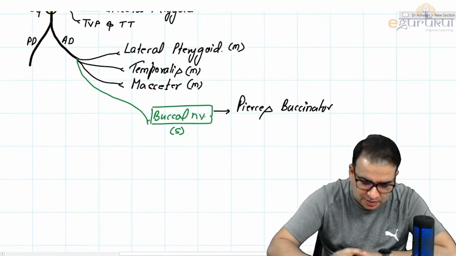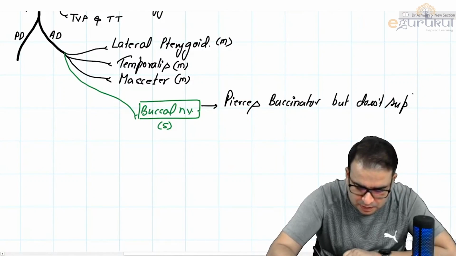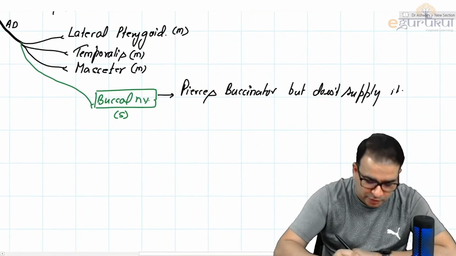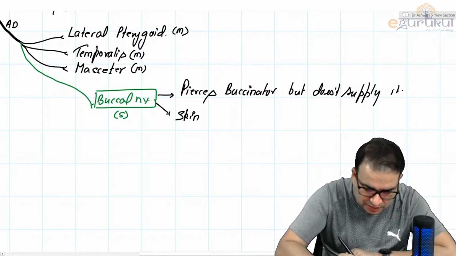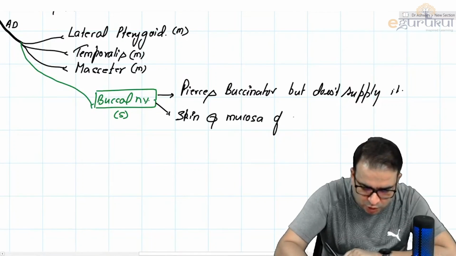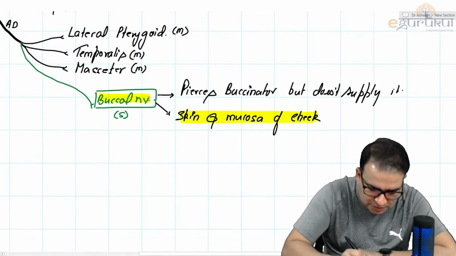It pierces buccinator, but doesn't supply it. That's one important point to remember from buccal nerve. So what is buccal nerve supplying? It is basically supplying the skin and mucosa of the cheek. That's what the function is. It is supplying the skin and the mucosa of the cheek, the buccal nerve.